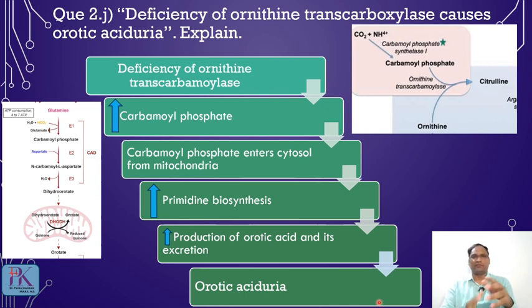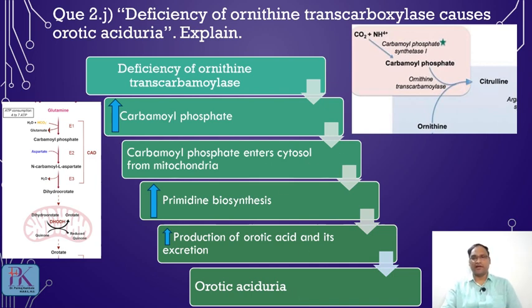It's self-explanatory, you don't have to write a description. What happens? First step, deficiency of ornithine transcarbamylase causes increased carbamyl phosphate. It will enter the cytosol and be channeled for pyrimidine biosynthesis. So pyrimidine biosynthesis will be increased. That will cause increased production of orotic acid and increased excretion of orotic acid, which will cause orotic aciduria. So this is the answer.